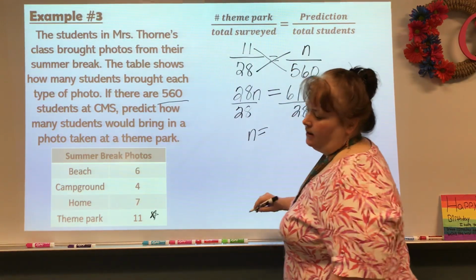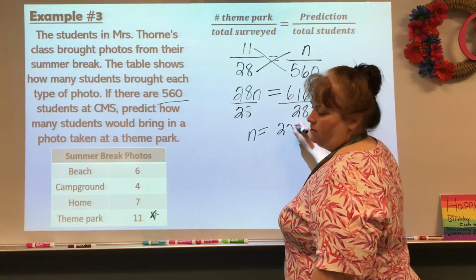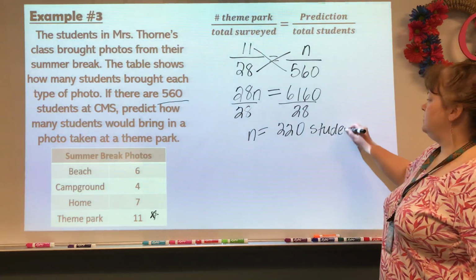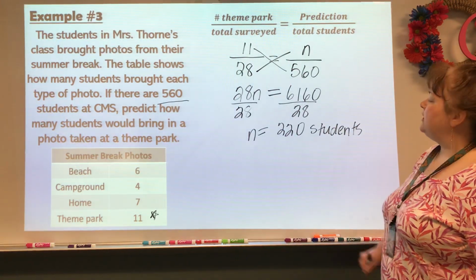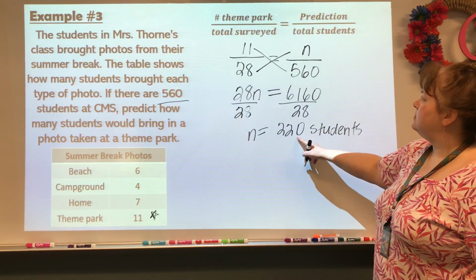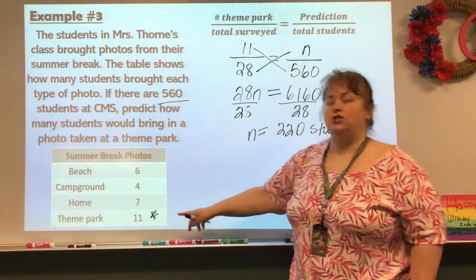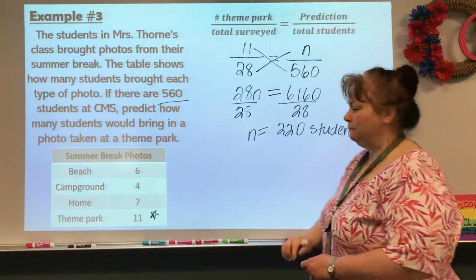So n equals 220 students. So it's predicted that 220 students will bring in a picture that has to do with the theme park. Okay?